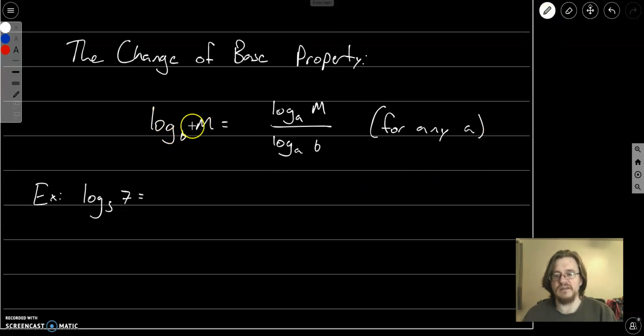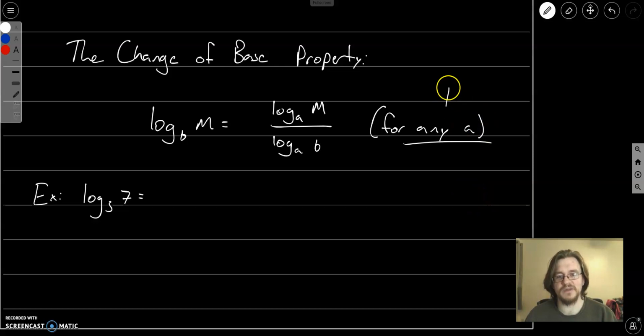Log base b of m is equal to log base a of m divided by log base a of b. And the question is, if I give you, say, log base 3 of 7, what is this a here? What can I use for this a? And the answer is essentially any base that you want.